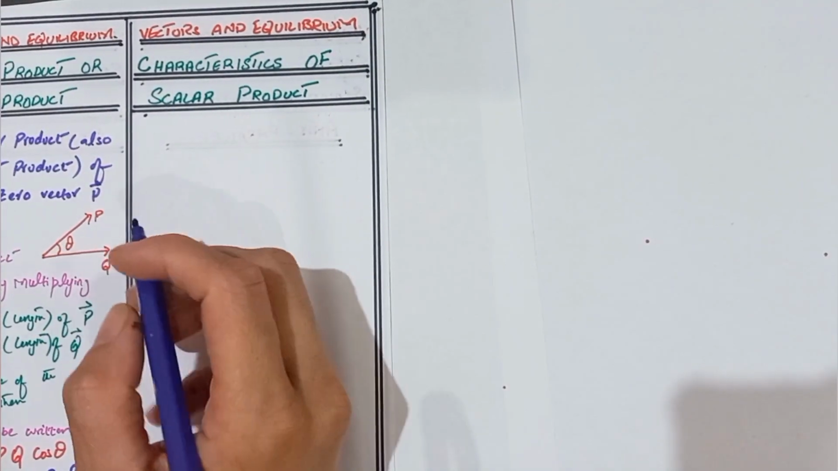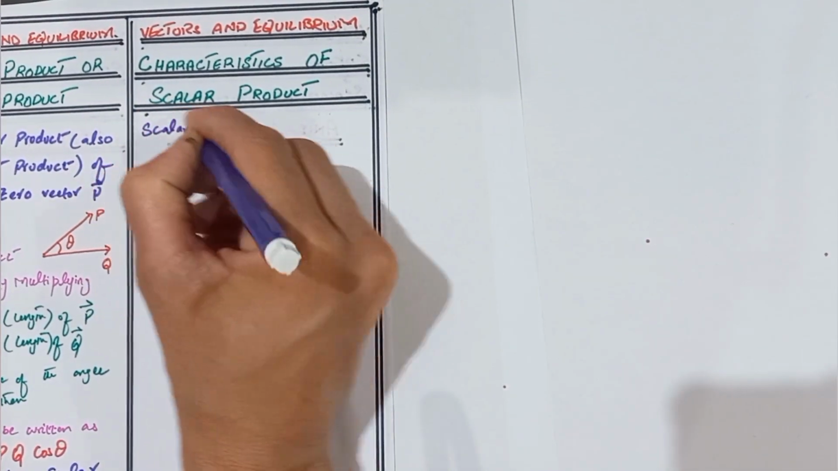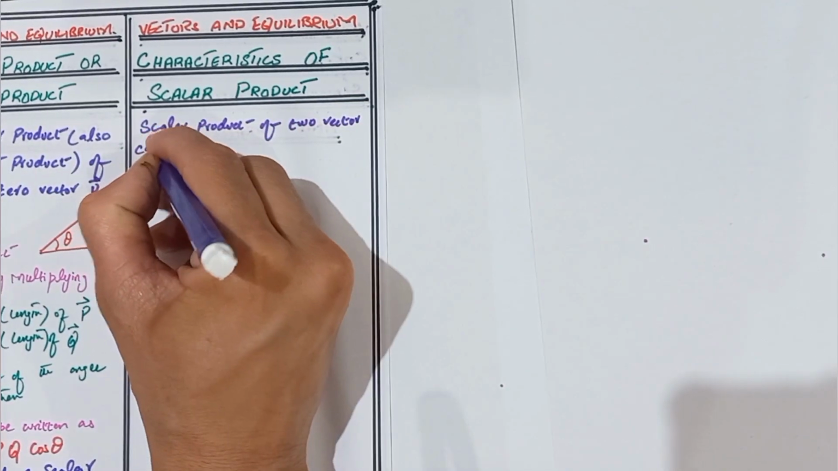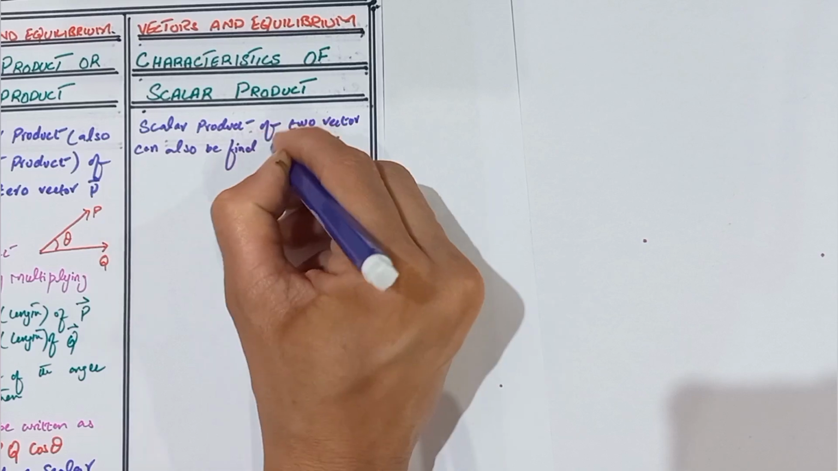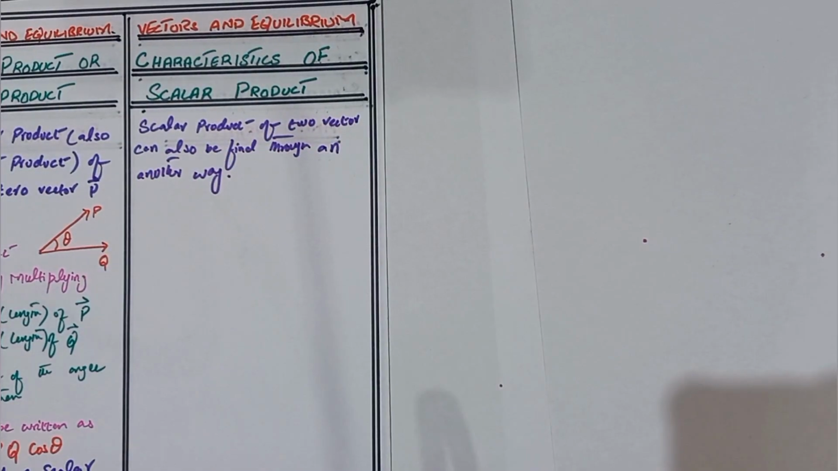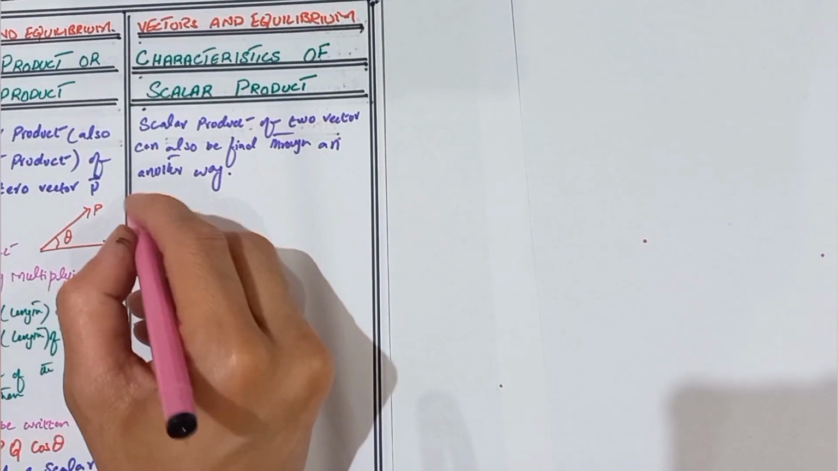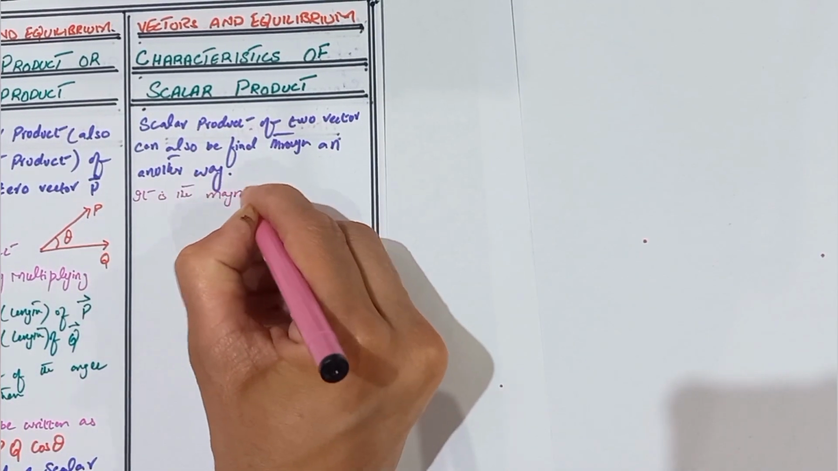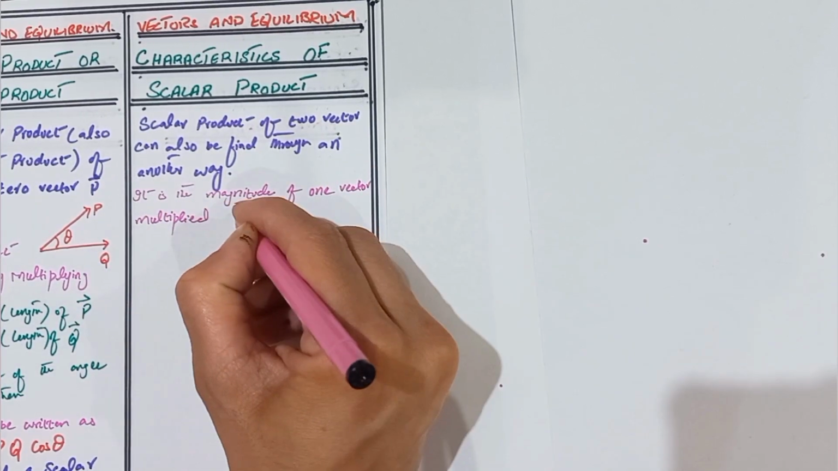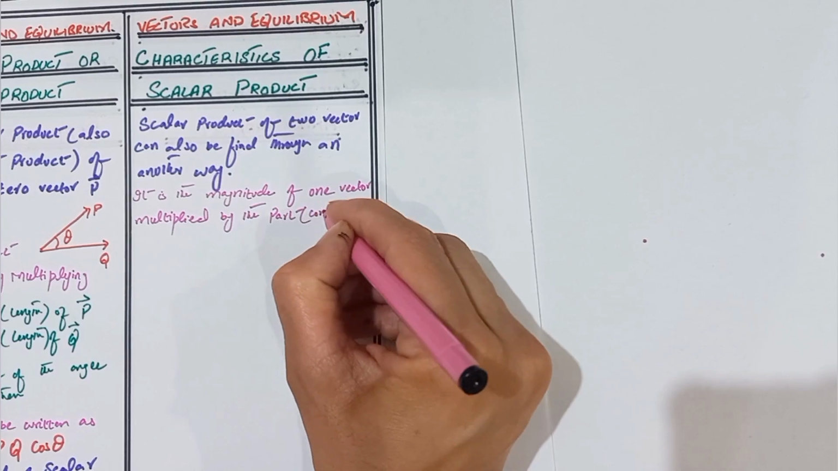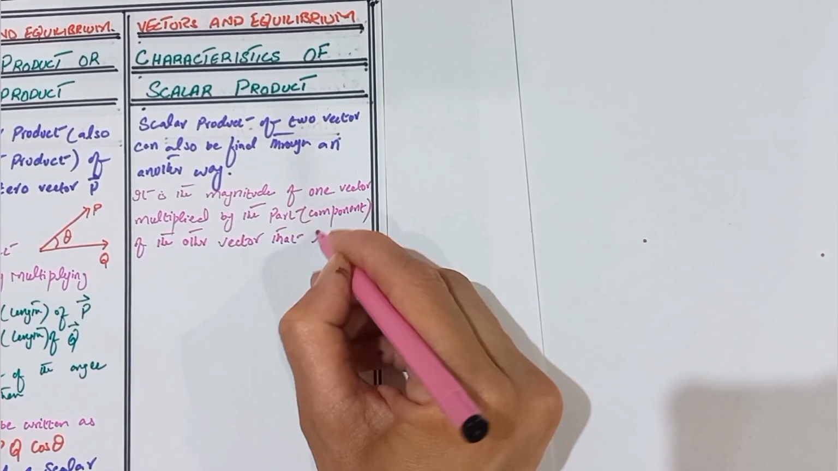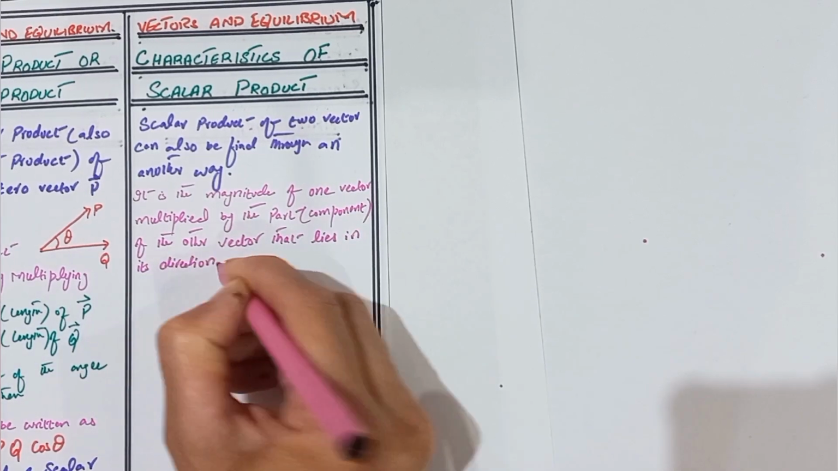Now we discuss the characteristics of scalar product. Scalar product of two vectors can also be defined through another way. It is the magnitude of one vector multiplied by the component of the other vector that lies in its direction.